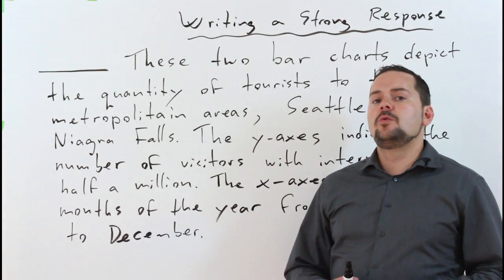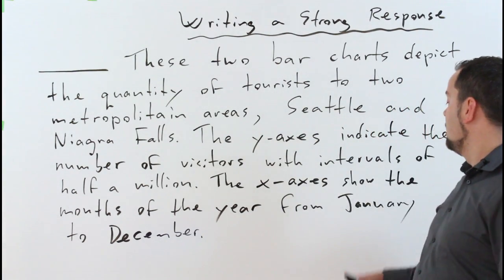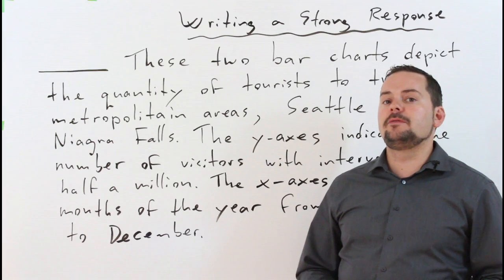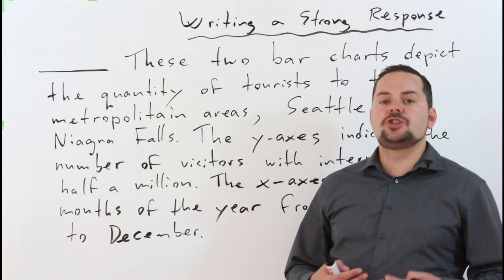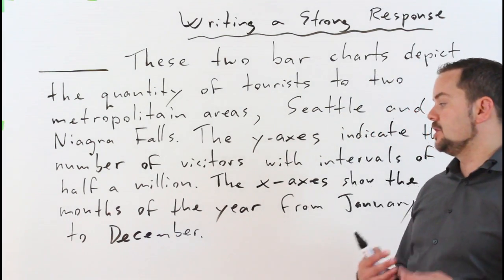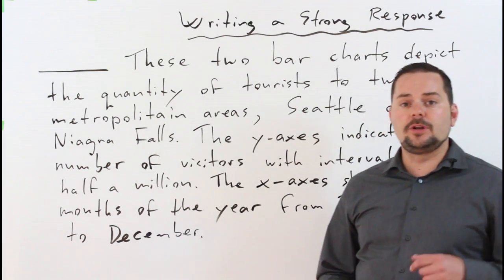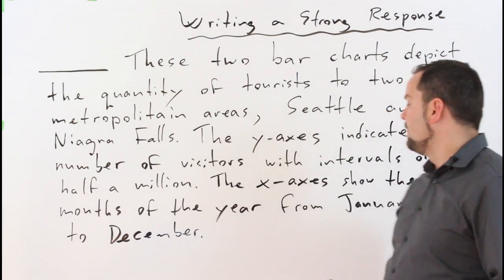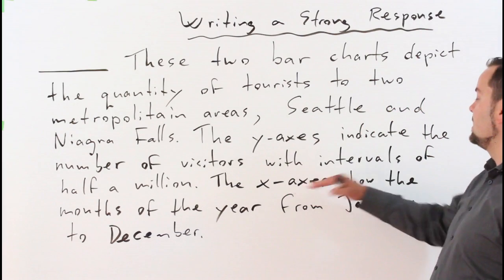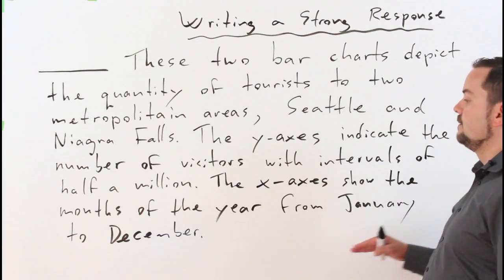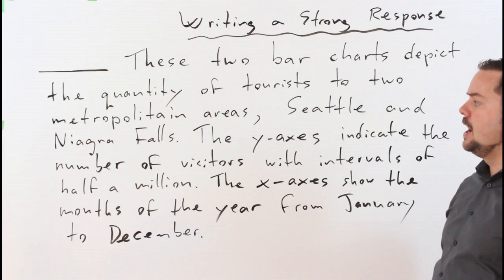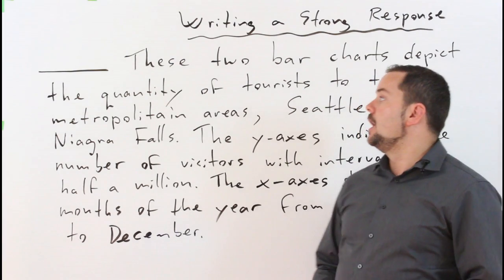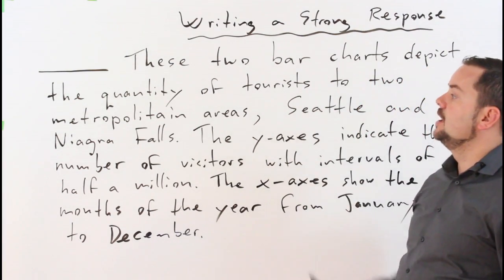these words. These should be accurate, so if you're not sure, make sure you review them, not just for the writing, but also this is very important for the listening section. So anyway, so the x-axis shows the months of the year from January to December. This gives a general description of these two bar graphs or bar charts.